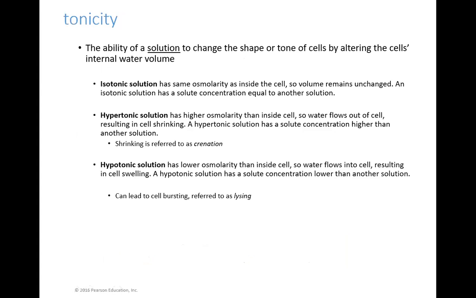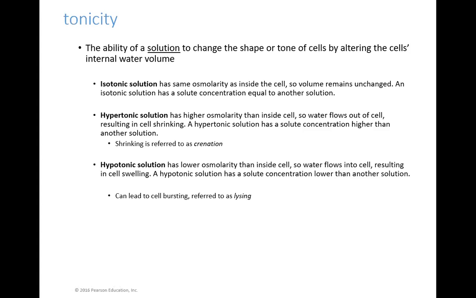The key terms here are isotonic, hypertonic, and hypotonic. In isotonic solutions, the osmotic concentration is exactly the same inside the cell and outside the cell. The solute concentration is the same. If it's 0.9% salt inside, it's 0.9% outside. Hypertonic solutions have a greater salt concentration outside. If you were to put a red blood cell in a 10% salt solution, the red blood cell would crenate. It would shrivel up as all of its water is leaving, because it's still trying to reach equilibrium.